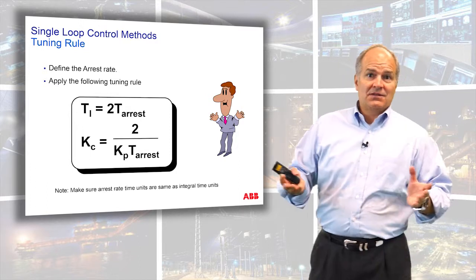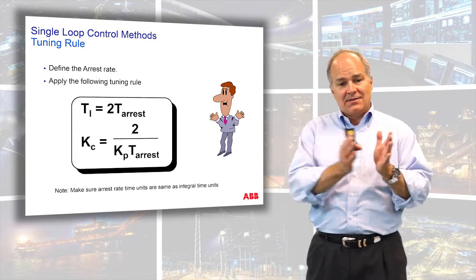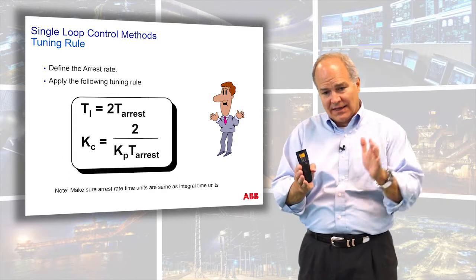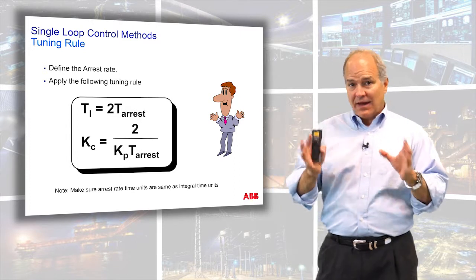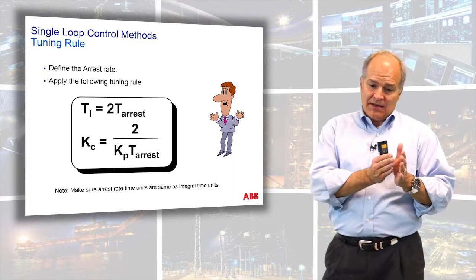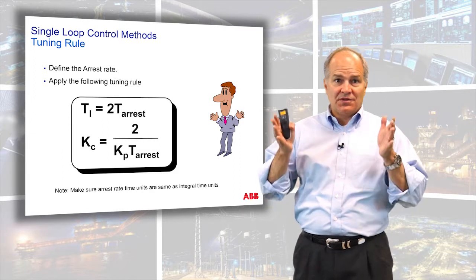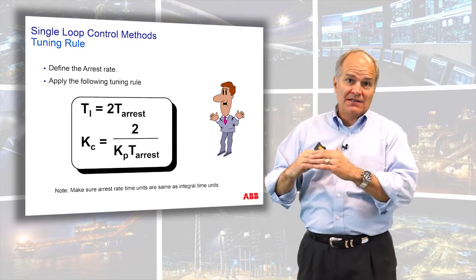So what is the arrest rate? That's going to be the trick. But the arrest rate is defined as the amount of time it takes for the level to stop getting any worse. Okay? So right now let's define that. Arrest rate is defined as the amount of time it takes for the level to stop deviating away from the set point, arresting the level.